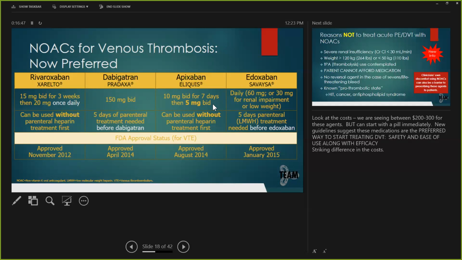So is there a greater amount of bleeding with those? What we have seen, compared to Coumadin, there is no greater risk of bleeding. The only thing is, among these 4 agents, Pradaxa has a slightly higher risk of bleeding compared to the other 3 agents. But not compared to Coumadin, not any greater risk.